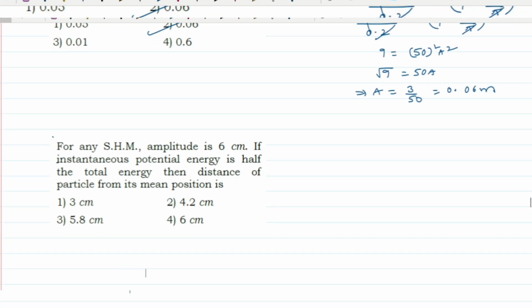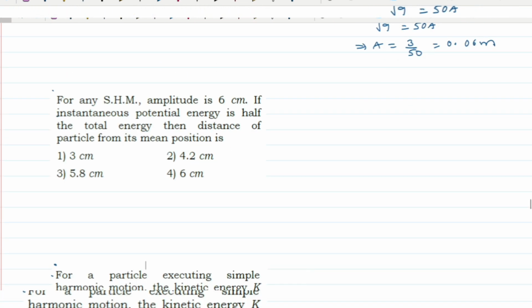Let us see the next question. For any SHM, amplitude is given as 6 centimeters. The instantaneous potential energy is half the total energy. Then the distance of the particle from the mean position they are asking. At amplitude 6 centimeter, instantaneous potential energy is half of the total energy is given.